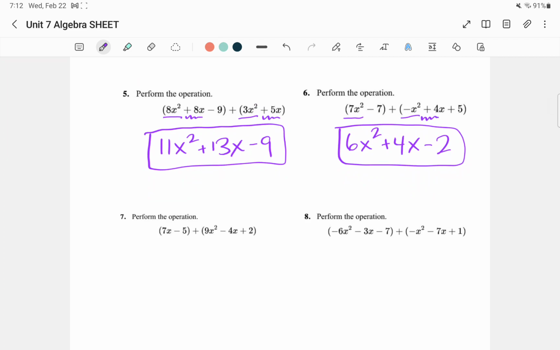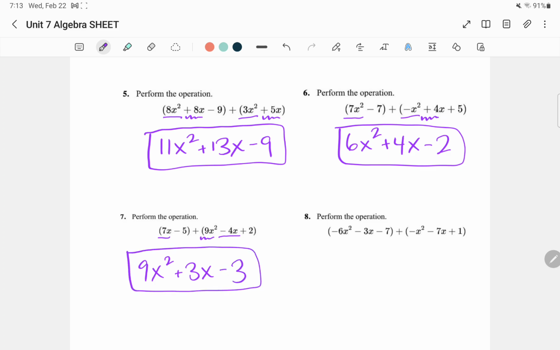All right, let's go over 7 and 8. So my like terms, let's start with x squared. 9x squared, there's nothing to combine it with, so I just bring it down. And that's it. Now just my x, so that would be 7x and then negative 4x. So what's 7x minus 4x? That would be 3x. And then last, I have my constants. Negative 5 plus 2 is negative 3.